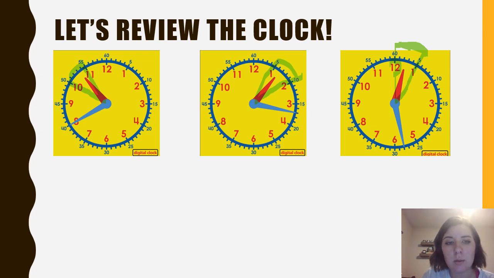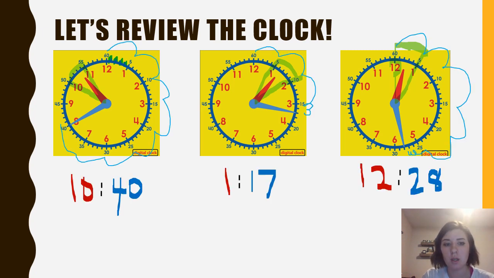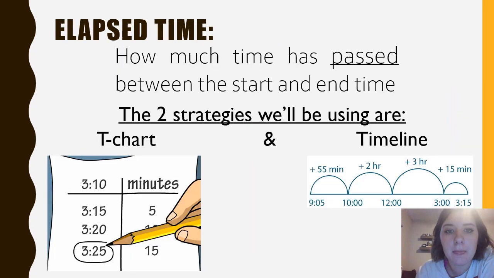With our minutes, we want to be counting by fives and skip counting, or we can count each individual tick and count by 1. I want you to try and figure out what these clocks say and then check yourself. You should get 10:40, 1:17, and 12:28.